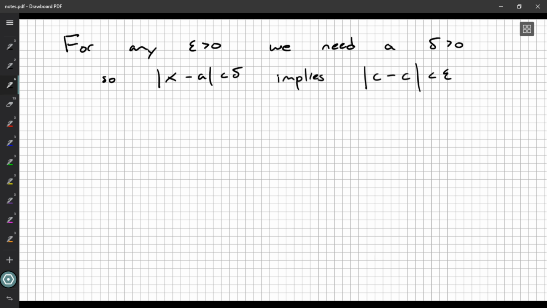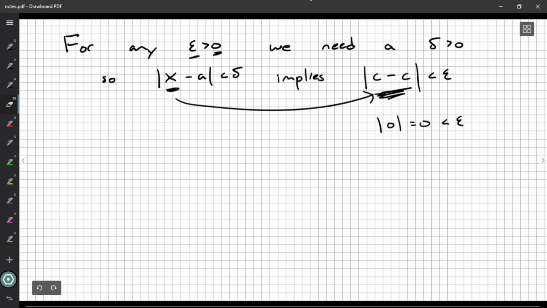Now, if you're wondering where to begin, and this is something that sometimes happens to people, you're saying, well, there's no x's in here, what am I going to do? How can I take my x values and translate them into a result over here? Well, you don't have to. Notice that epsilon is always greater than 0, and c minus c is just 0. So you're being asked to show that 0 is less than epsilon, or that epsilon is greater than 0. And that's always true. Who cares what x is?